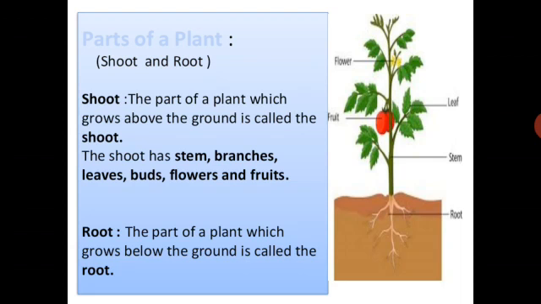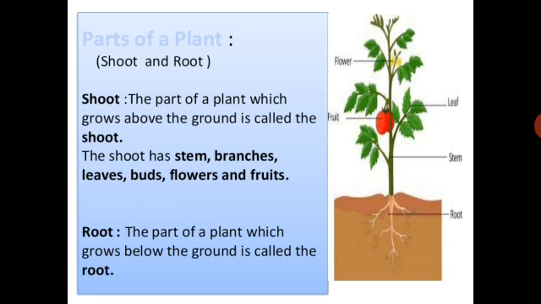Parts of a plant. The plant body is divided into two parts. First is shoot and second is root. The part of a plant which grows above the ground, meaning upside the ground, is called the shoot. The shoot has stem, branches, leaves, buds, flowers and fruits. Here in the picture we can see all the parts.